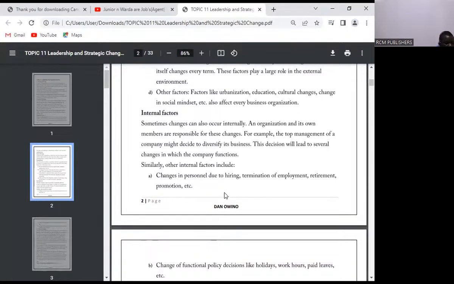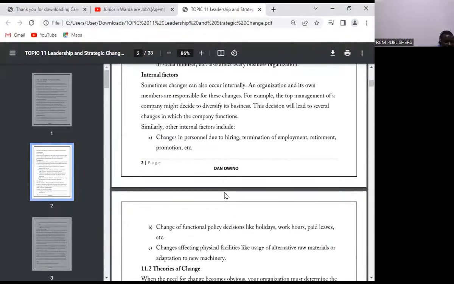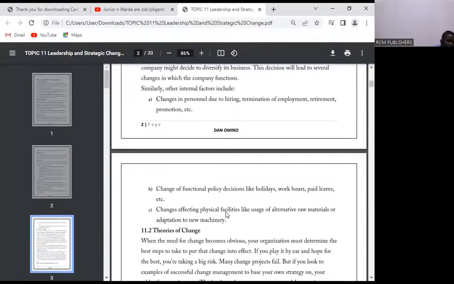Similarly, other internal factors include, number one, changes in personnel due to hiring, termination of employment, retirement, promotion, etc. Changes of functional policy decisions like holidays, work hours, paid leaves, etc. Changes affecting physical facilities like usage of alternative raw materials or adaptation to new machinery.